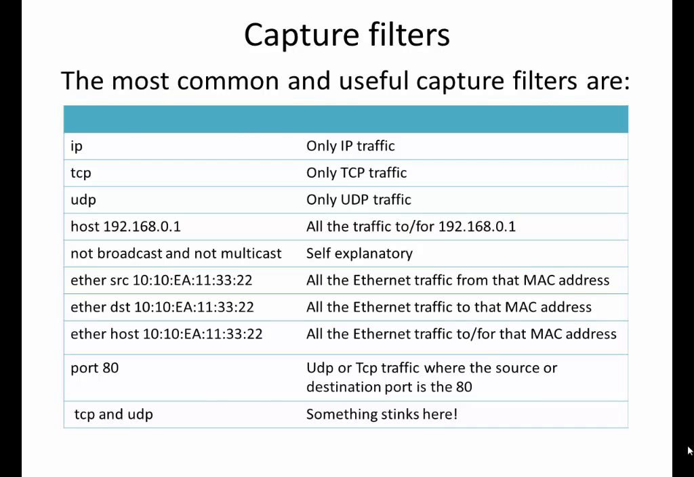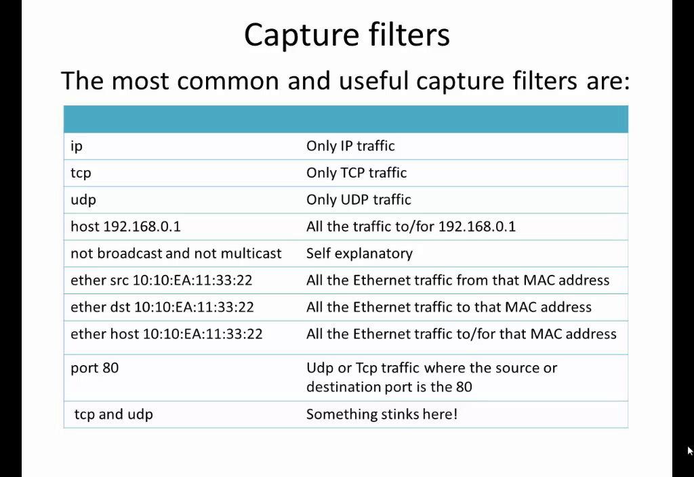So let's have a look at the most common capture filters. Most common capture filters are, for example, IP, so we'll capture only the IP traffic, TCP only the TCP traffic, UDP only the UDP traffic. This other one, host and one IP address, will capture all the traffic from and to that IP address. This other one, not broadcast and not multicast, will not capture any broadcast traffic and any multicast traffic.